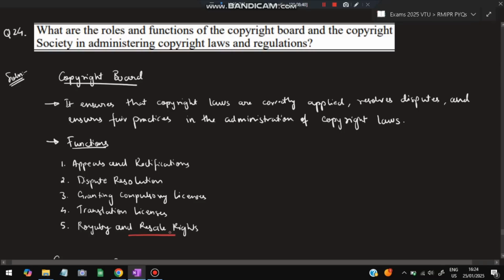Royalty and resale rights. It fixes the royalty rates for sound recordings and establishes the resale rights for original works, how much the cost should be and all, like for paintings, sculptures, and manuscripts. Okay, all those things are decided by the copyright board.